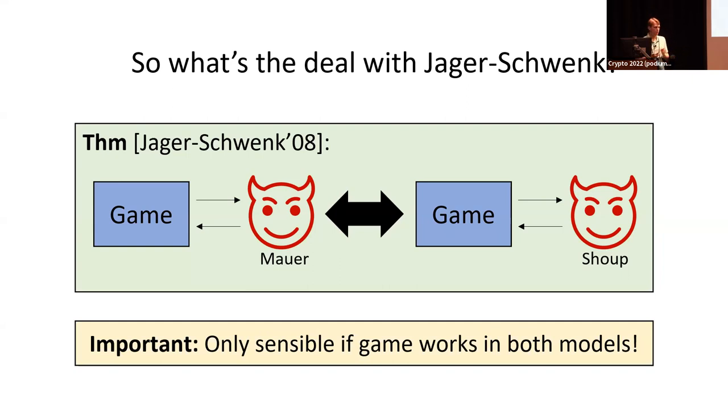But the important caveat here is that this equivalence only makes sense if the game itself is a Maurer game, if the game itself works in Maurer's model. If the game requires Shoup's model to operate, say it's the Blum-Micali PRG or something like that, it wouldn't make sense to talk about Maurer adversaries for Shoup security experiments, because the Maurer adversary wouldn't even be able to evaluate the PRG, and you would end up with trivial or meaningless results. So the Jaeger-Schwenk equivalence only applies if the game itself is already a Maurer game, which was the setting always considered in the generic group model up until about a decade ago.